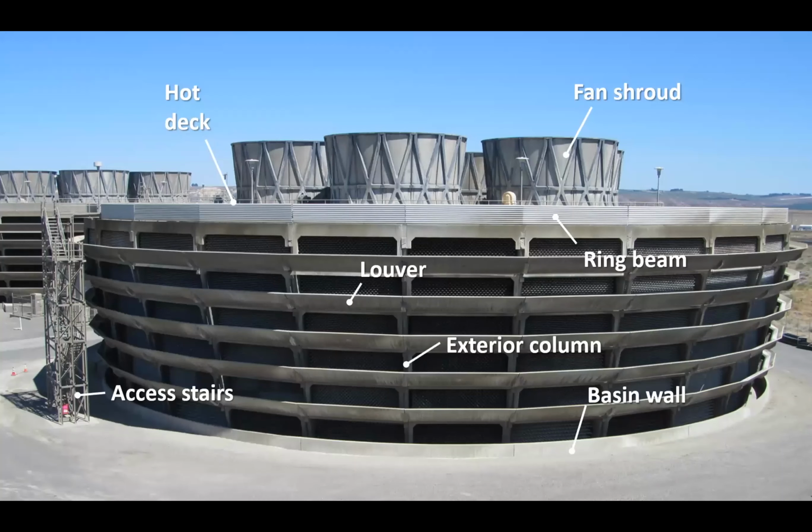So for cooling towers, I can identify all the structural elements. In this case, I've got them labeled. You've got louvers, exterior columns, ring beam, basin walls, fan shroud, hot deck, interesting terms that they use for cooling towers. Each one of these elements can be evaluated during the inspection process and given condition states between 1 and 4.